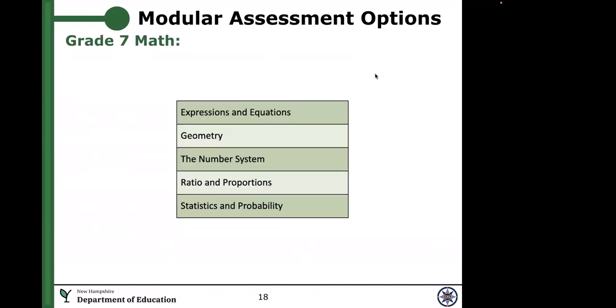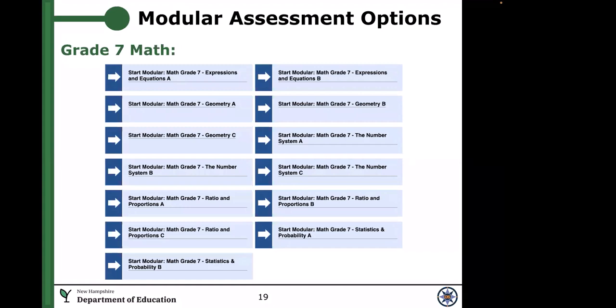For 7th grade, the same type of thing. You have expressions and equations, geometry, the number system, ratios and proportions, and statistics and probability. These are the particular modular assessments for math that you have. So a couple of expressions and equations, you've got 3 geometry, you've got 3 number system, ratios and proportions, you've got 3, and then statistics and probability, you've got 2.